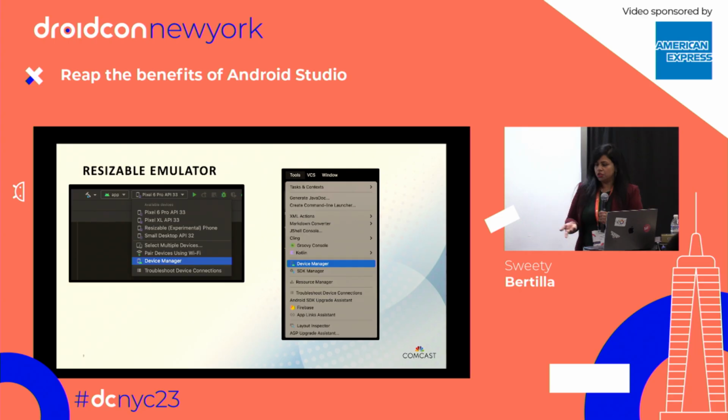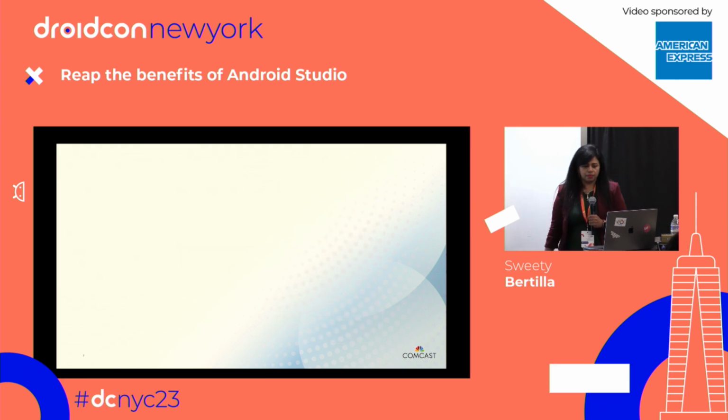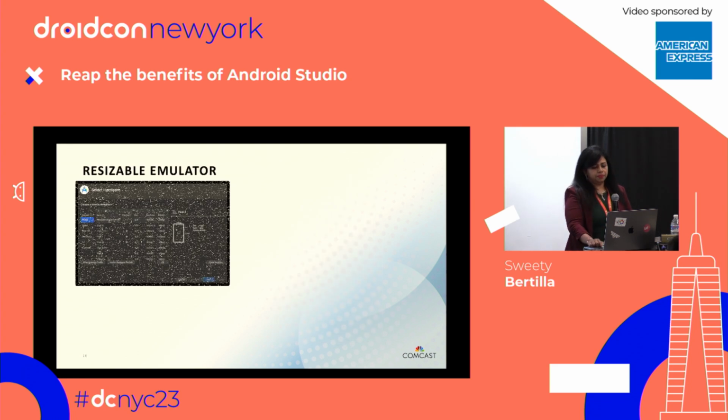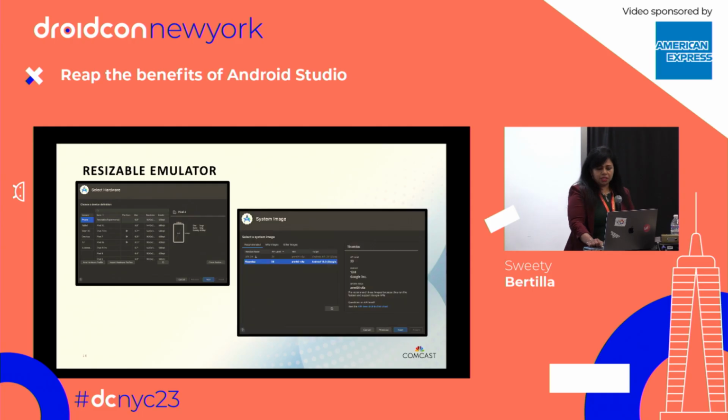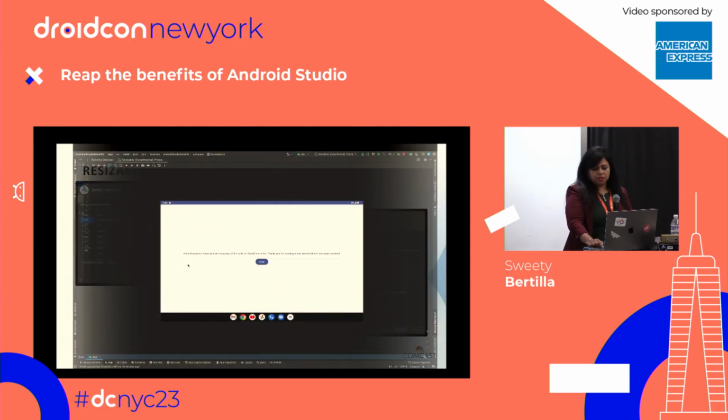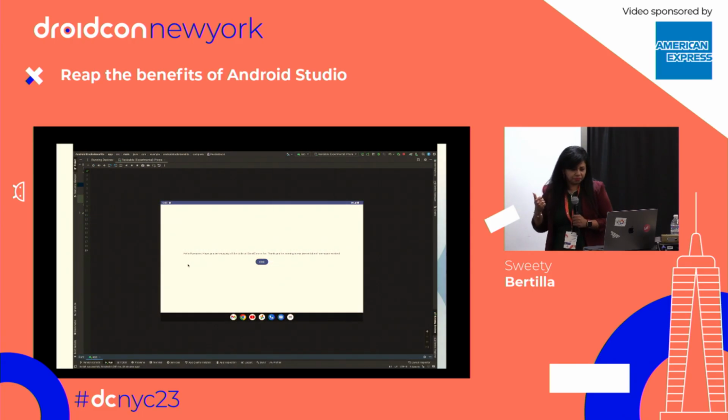You can launch it in two different places. That is from your Run devices. You can click on Device Manager, or you can go to Tools and click on Device Manager. Then you pick the resizable emulator, pick Tiramisu, and then you're gone. So here's a quick demo.